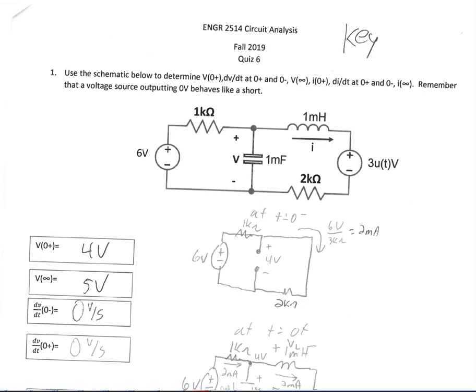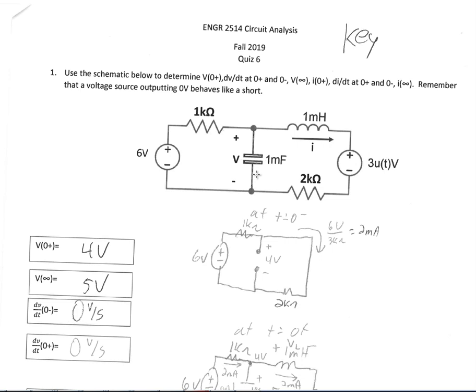that you just took this past week, you were asked to find several things. You were asked to find the initial voltage here. You were asked to find what that voltage was as t goes to infinity, and you were asked to find the derivative of that voltage with respect to time at t equals 0 minus and t equals 0 plus.